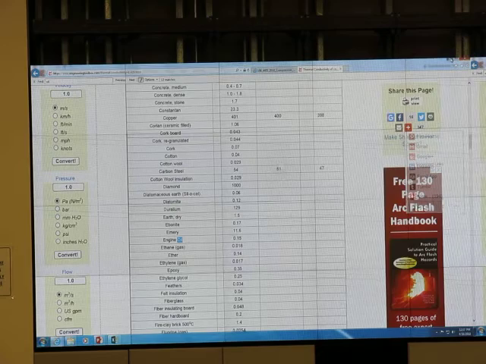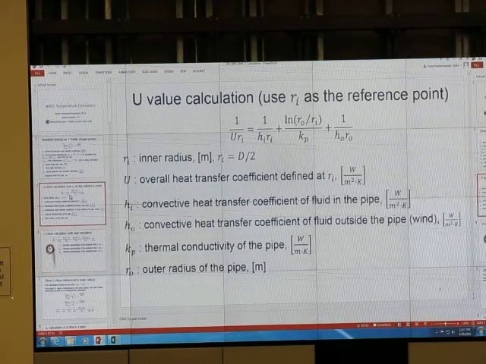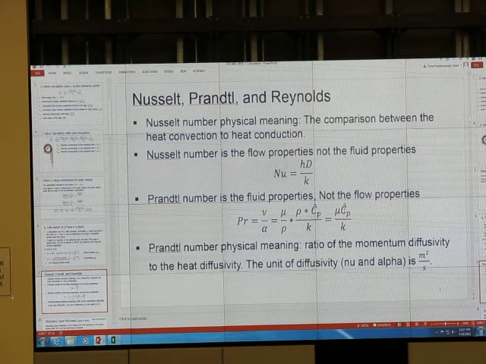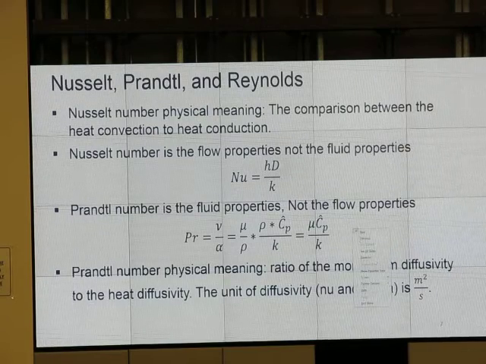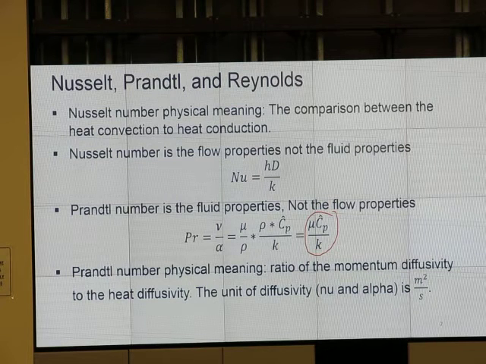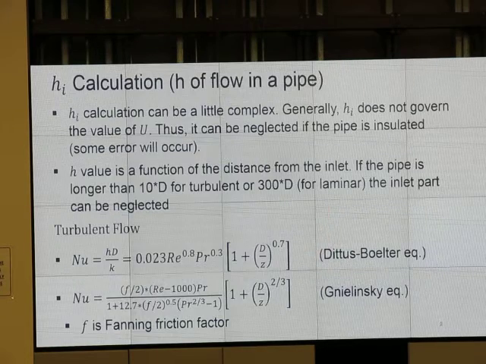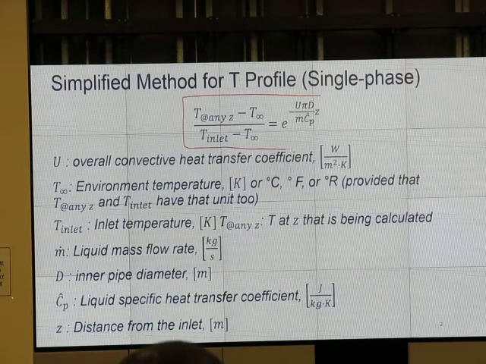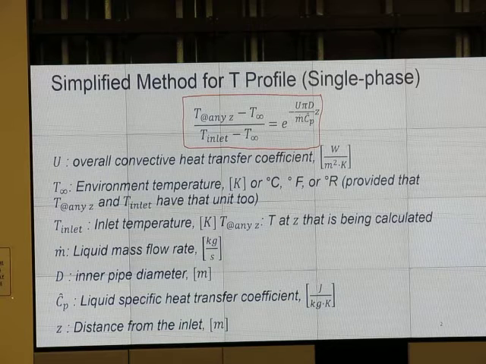Write the formula for Prandtl number. I hope you memorize it too when you write it. Prandtl number is mu Cp over K. Mu Cp over K. Do you write that down? That's the formula for Prandtl number. And the equation to calculate temperature at any location. This equation. Can you write it down? Okay. So that's it, right?